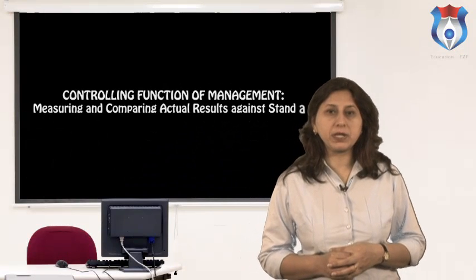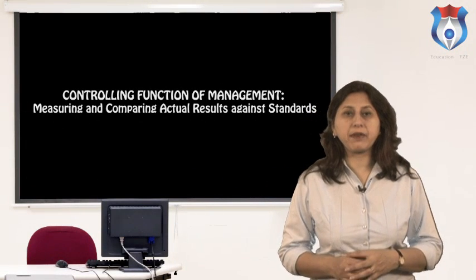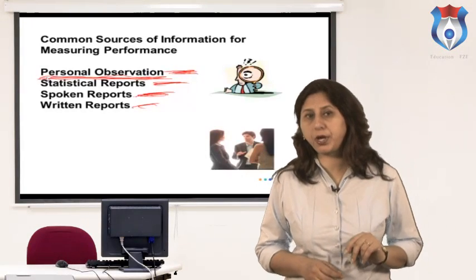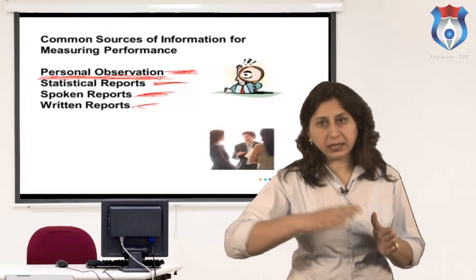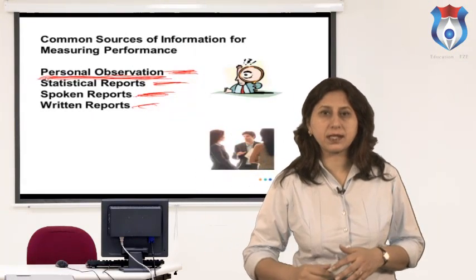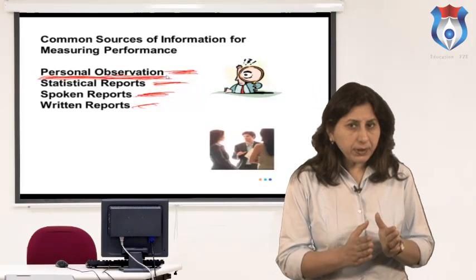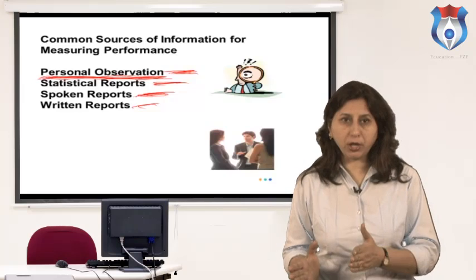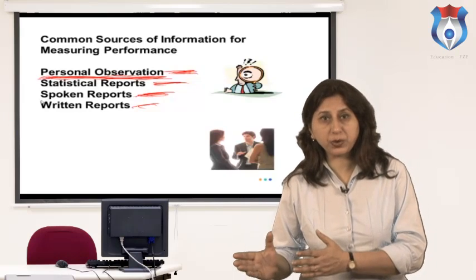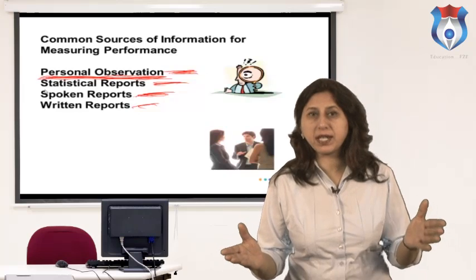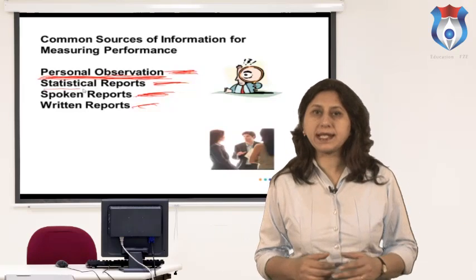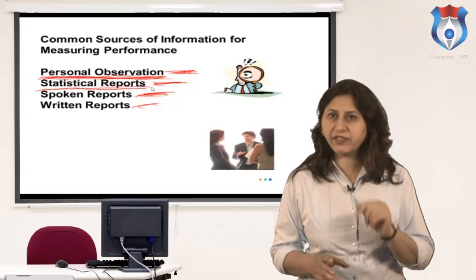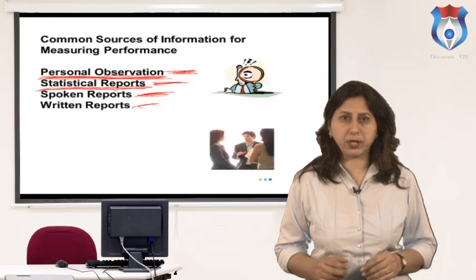Controlling function of management. Measuring and comparing actual results against standards. The second step in the control process is to measure the performance and compare it with the predetermined standards. Measurement of performance can be done by personal observation, as in the case of the subordinates being observed while they are engaged in work, and by a study of various summaries of figures, reports, charts and statements. If the control system is well organized, quick comparison of these figures with the standard figures is quite possible.